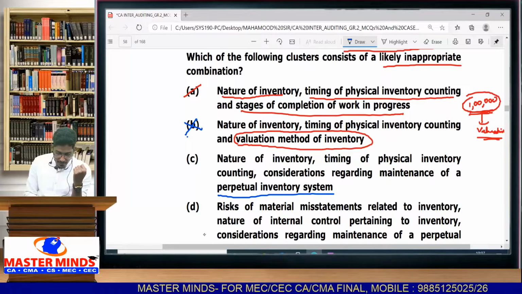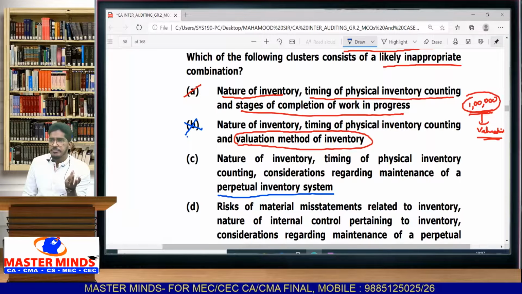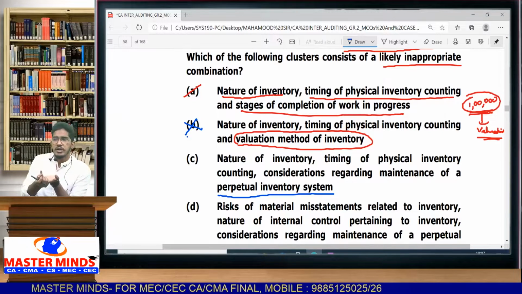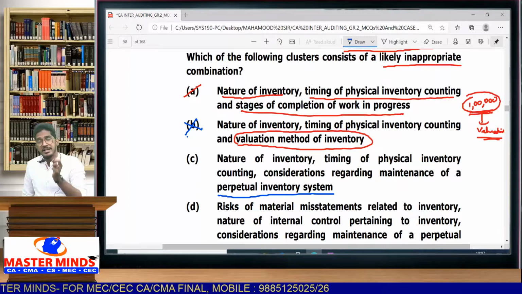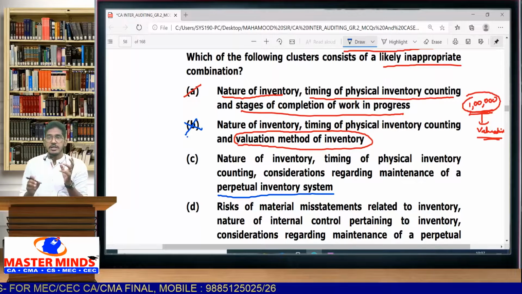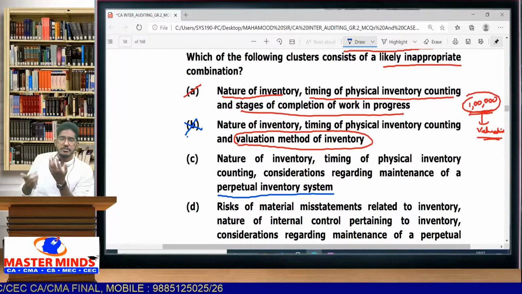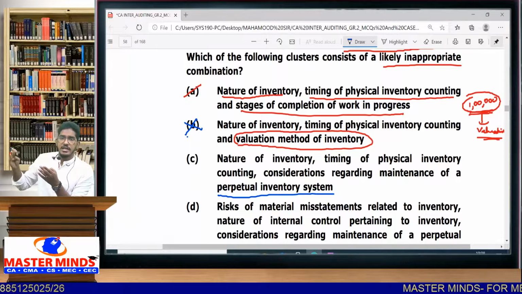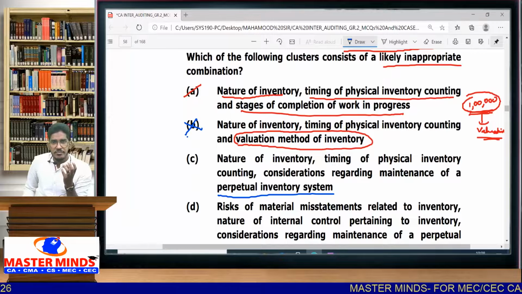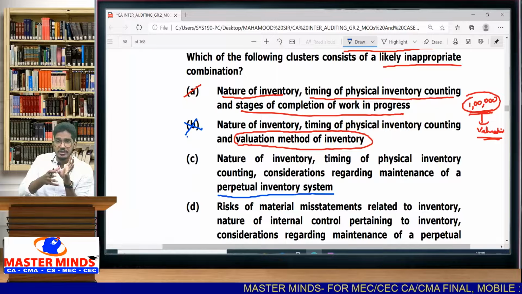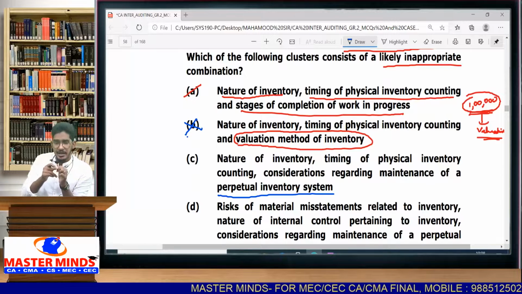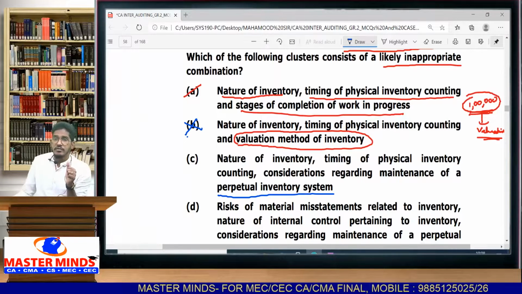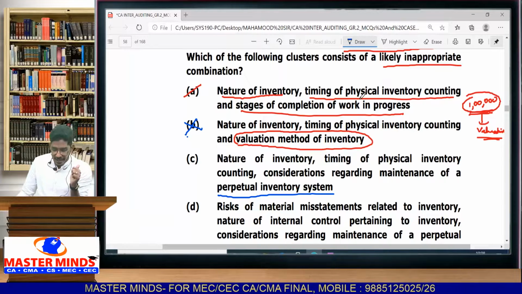Then D point, risk of material misstatement related to inventory. Definitely when I go for physical inventory counting, I will observe what is the risk of material misstatement happening in the inventory. For example, I visited a godown. I went for physical verification. I went to the godown where the stock is kept. When I observe, there is no CCTV camera in that. When I observe at the entry or exit gate, there are no security guards. So definitely I will pay attention to this matter when I attend physical inventory counting, whether appropriate internal controls are there. Is there any risk of material misstatement happening? Definitely this is a matter which is relevant for me. When I go for physical inventory counting, I have to consider that.